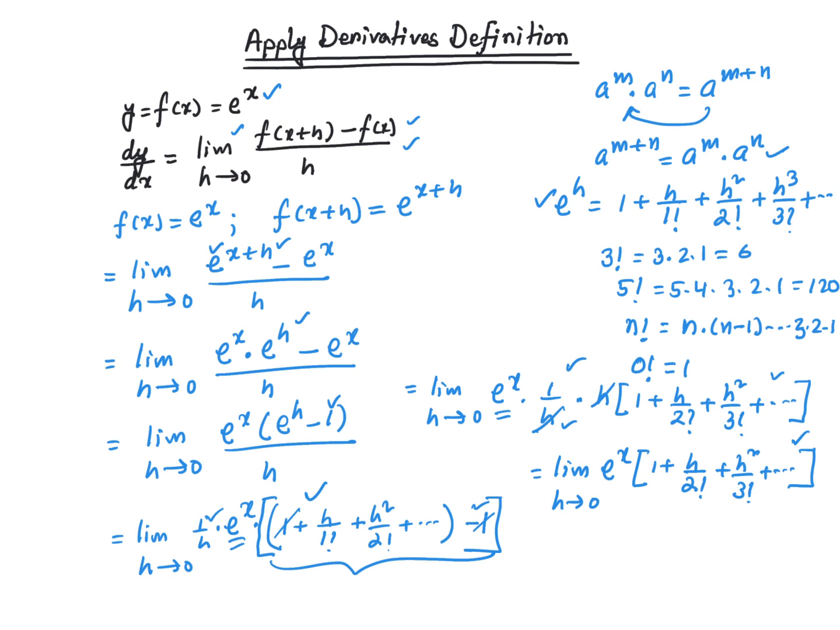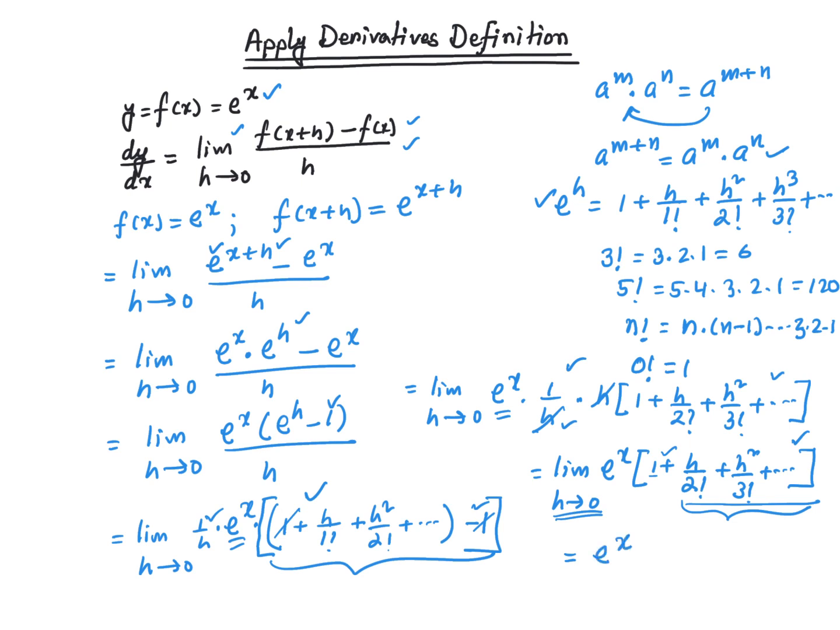Now look, if I evaluate the limit, all these terms are going to go to 0. Why is it going to go to 0? Because all of them have h in it. As h approaches 0, all these guys are going to go to 0, leaving me behind with just 1. So that tells me that this limit is going to be evaluated to e to the power x times 1, which is nothing but e to the power x.